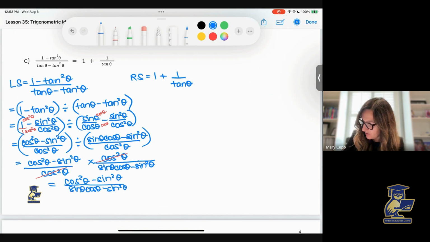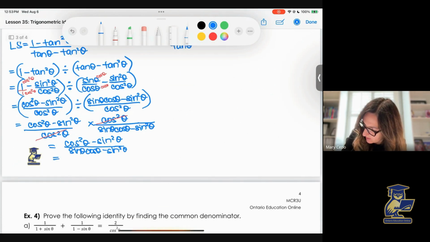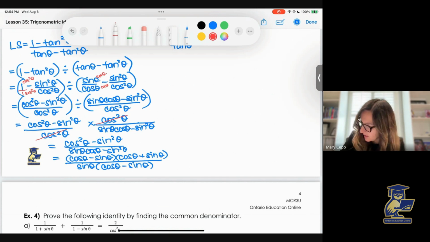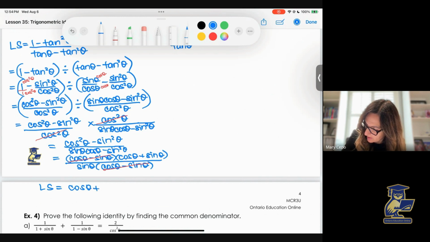So let's try to factor. That's a difference of squares. So we're going to say cos theta minus sine theta times cos theta plus sine theta all over, common factor there would be sine theta, which is cos theta minus sine theta. Okay, so when we fully factored, then we can simplify because there's a common factor there. So the left side is equal to cos theta plus sine theta all over sine theta.